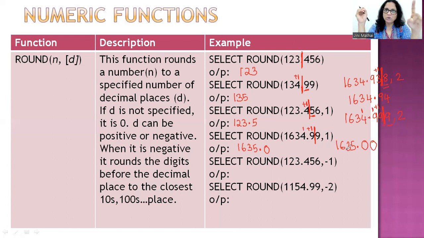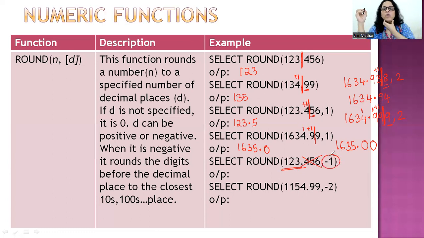Now I said round D value can be 0. D value can be positive, like what we have seen, or D value can be negative. Now, what happens when the D value is negative? Now, listen to me very carefully. Can you see in the next example, the D value is negative? Now, what happens in this scenario? When D value is negative, you just don't look at the digits after the decimal point. You have to just ignore all the digits after the decimal point, and you need to be concentrating only on 123.